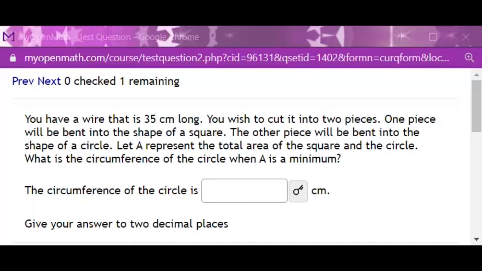In this video, we will be looking at homework question number 10 from section 3.2. You have a wire that is 35 centimeters long. You wish to cut it into two pieces. One piece will be bent into the shape of a square. The other piece will be bent into the shape of a circle. Let A represent the total area of the square and the circle. What is the circumference of the circle when A is a minimum?